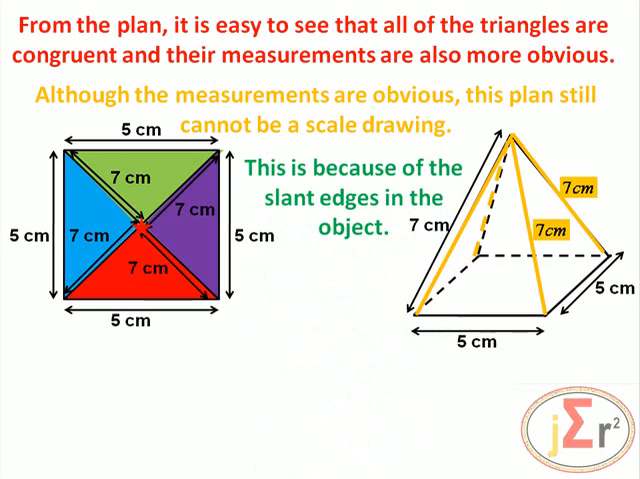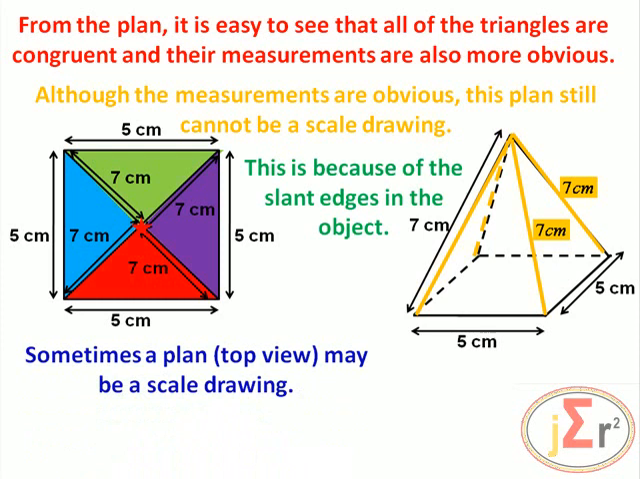This is because of the slant edges in the object. So it cannot be to scale because of the slant edges. The slant edges, when we reproduce them here, are not going to be in the proportion that they are in the actual solid. And of course we know that when we have a three-dimensional representation of that solid in two-dimensional space, the measurements are not proportionate.